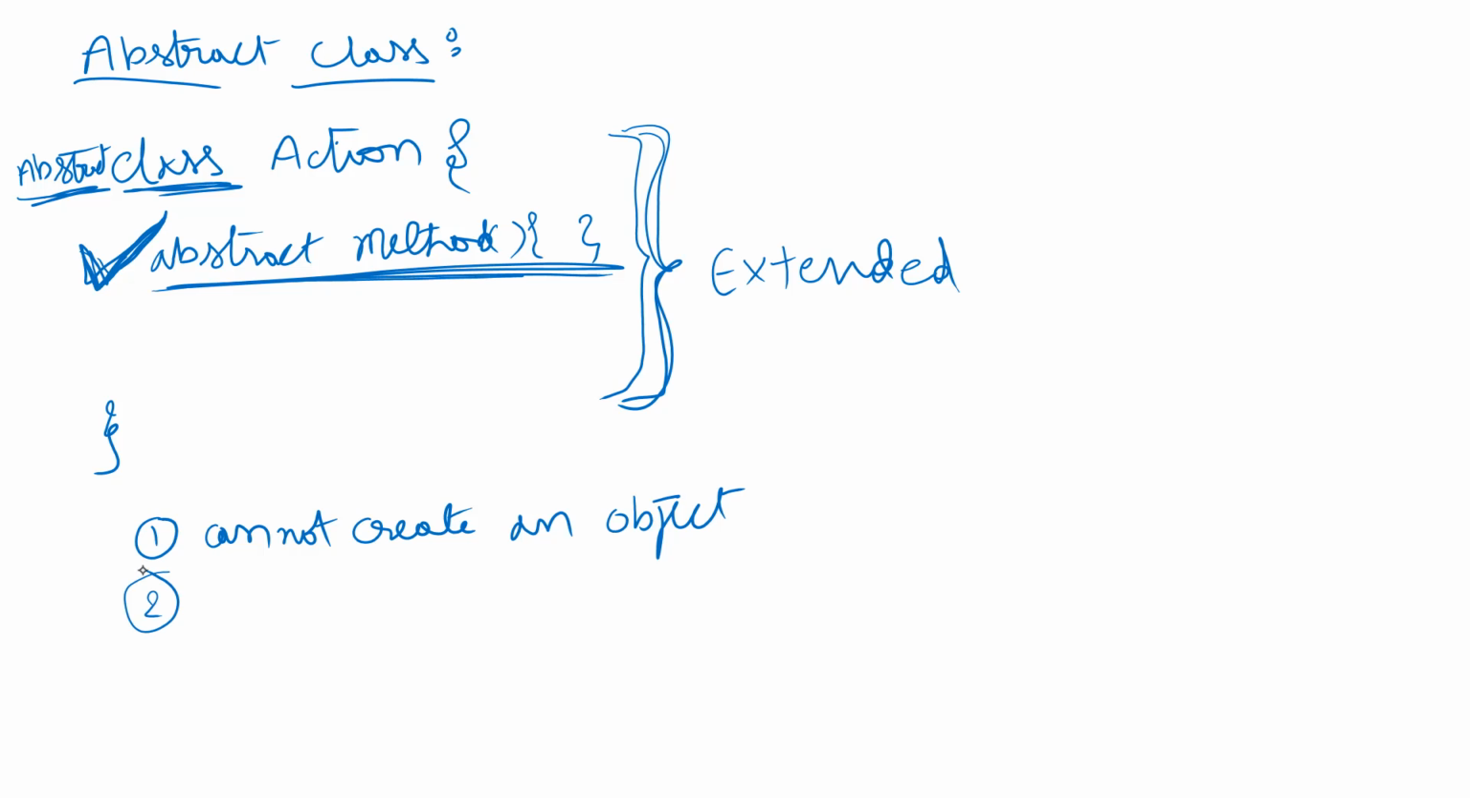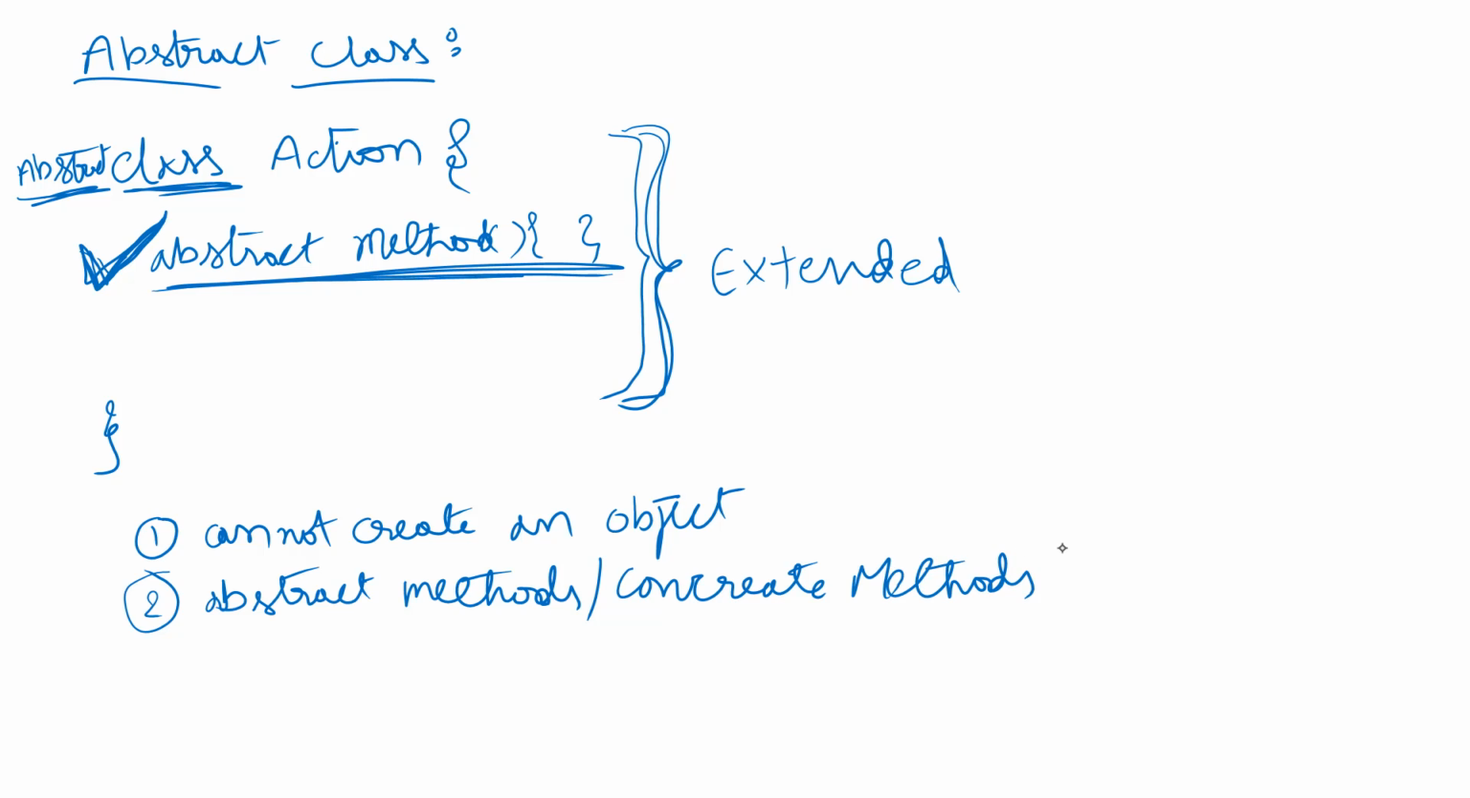The second point is an abstract class contains abstract methods or concrete methods or both. So we can have abstract methods, or we can have methods with body which are also called concrete methods, or we can have both of them.